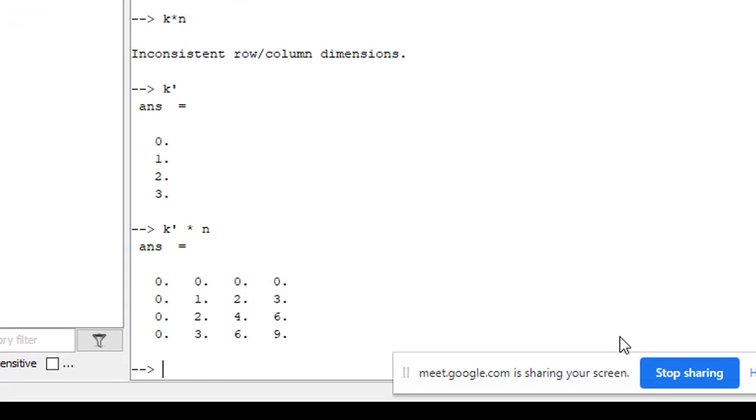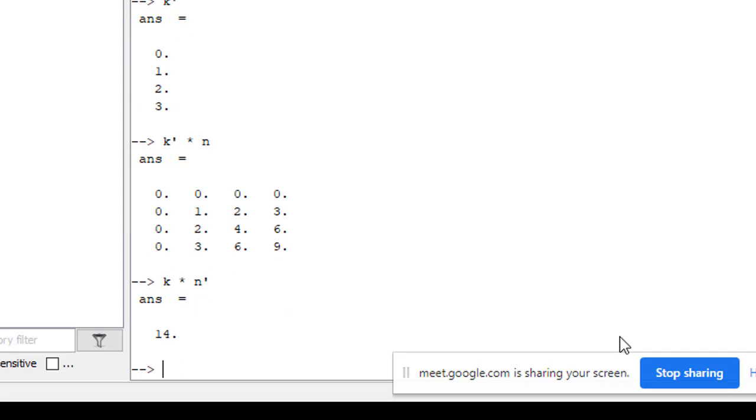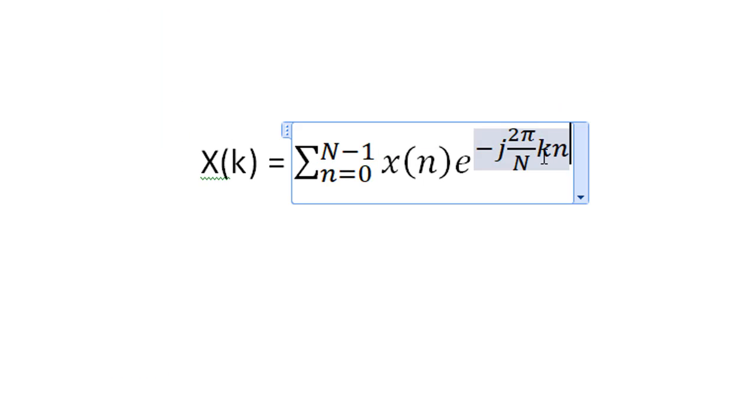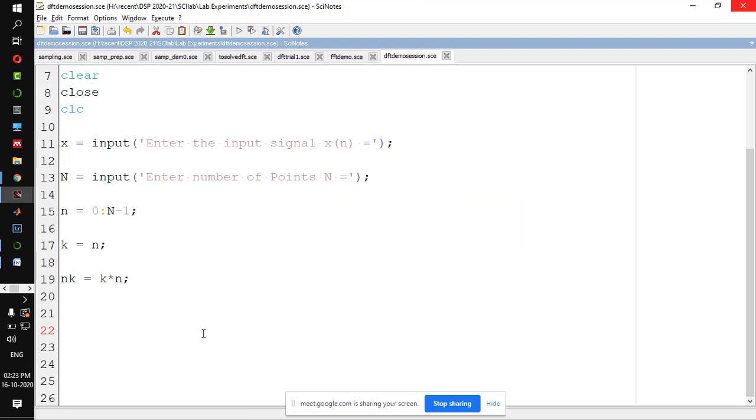But if you do the other way around, k multiplied with n transpose, you will get a constant 14. This is called the dot product and this is called the cross product. I hope you know that. When you multiply this kn, as per the equation, it should give you a matrix. If you are finding a 4-point DFT, it should give a 4 cross 4 matrix. For an 8-point DFT, an 8 cross 8 matrix, and so on. Make sure the first is a column and the second is a row. Column times row will give you the matrix.